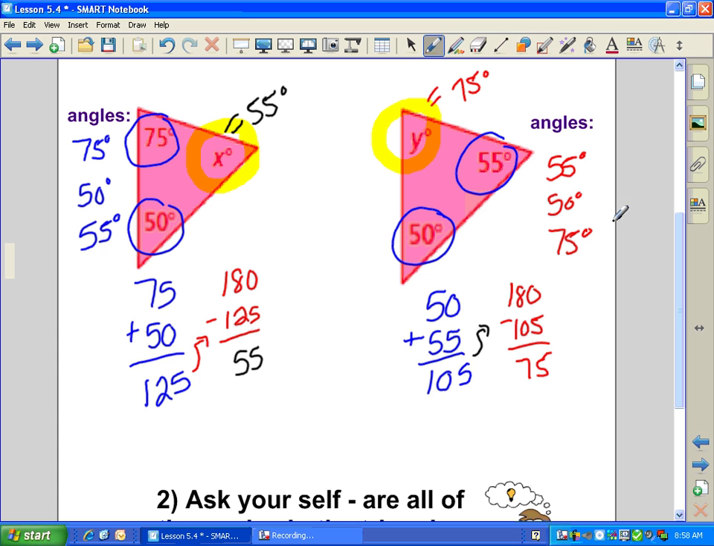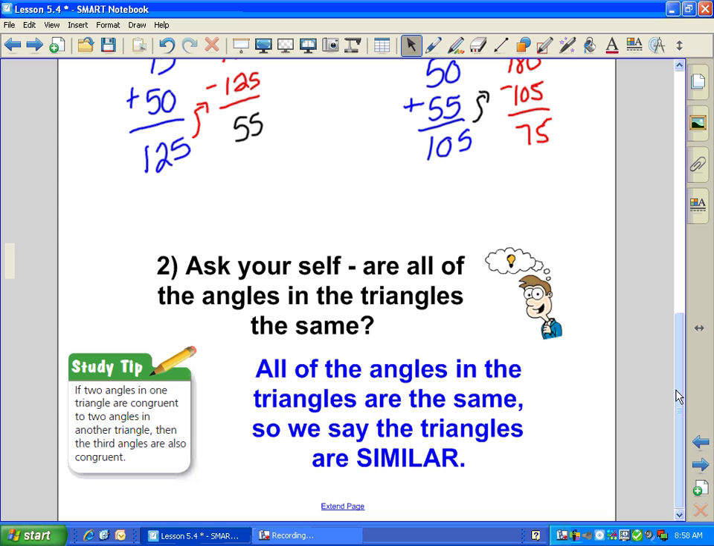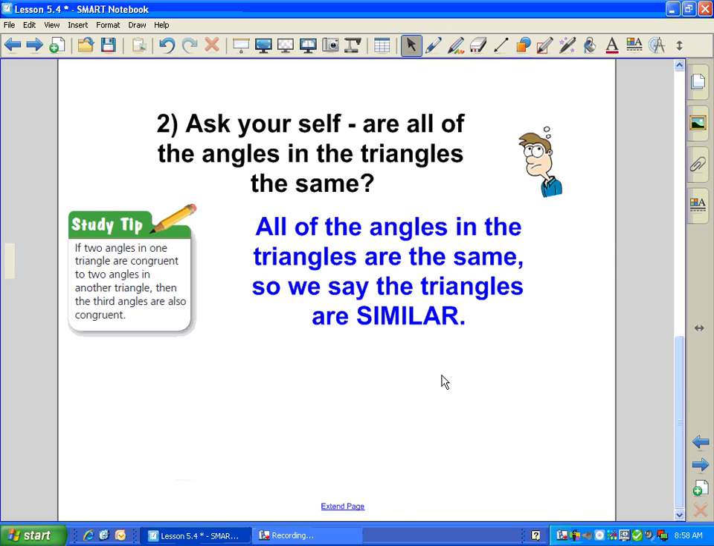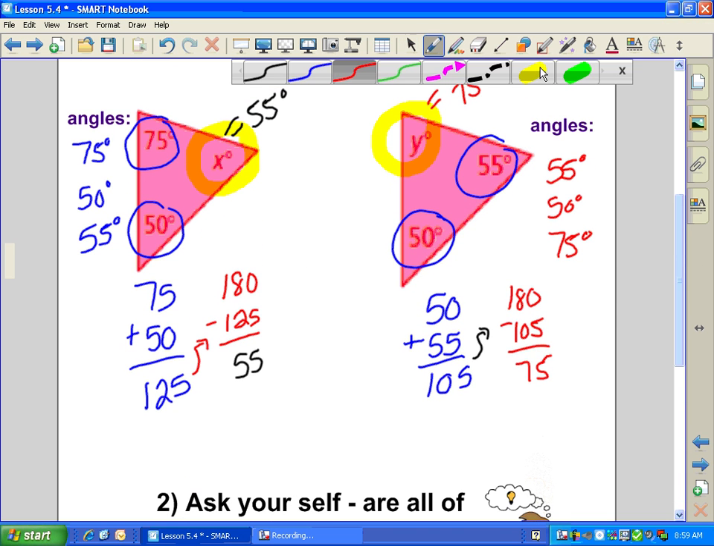Well, that's nice, Mr. Phillips, but how in the world does that help me tell if they are similar triangles? Excellent question. Plus 10 if you were thinking it. You need to ask yourself, are all the angles in the triangles the same? So I'm going to come back here and I'm going to look and I'm going to say, are all the angles in the triangles the same?